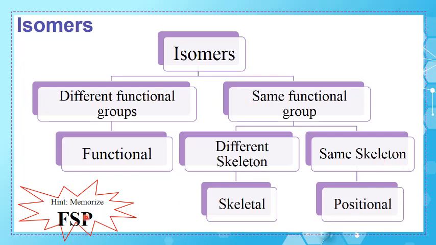I would ask you to memorize the following hint: FSP. What does this mean? F for functional, S for skeleton, and P for positional. So you always have to proceed in the same way. First you look at whether they are functional isomers or not. If they are functional isomers, full stop. If they are not functional isomers, meaning they have the same functional group, go on to check their skeleton. If they have the same carbon chain, they will definitely be positional. So memorize FSP. This is the order that you have to follow to check the type of isomerism.